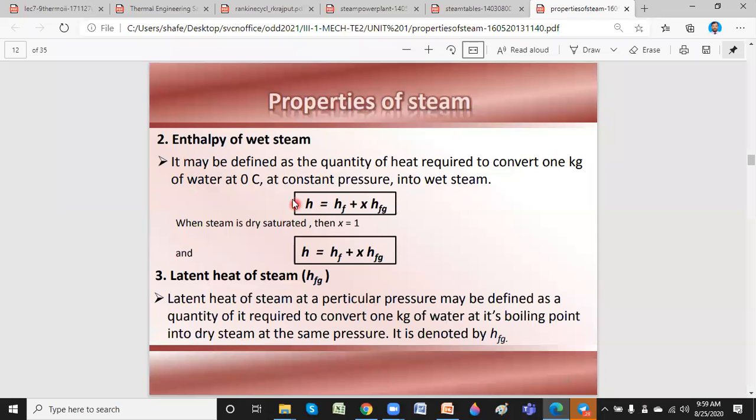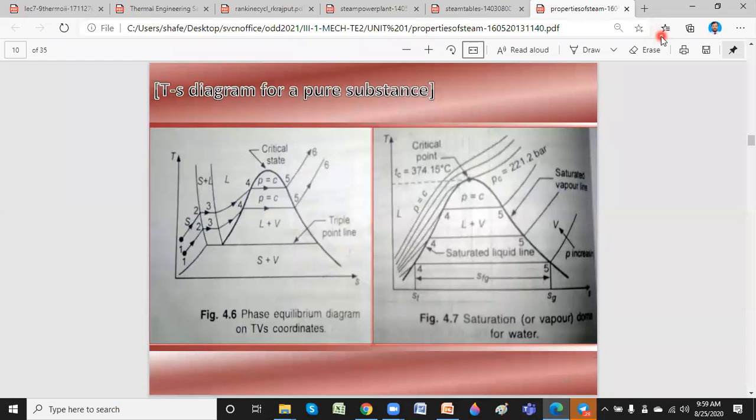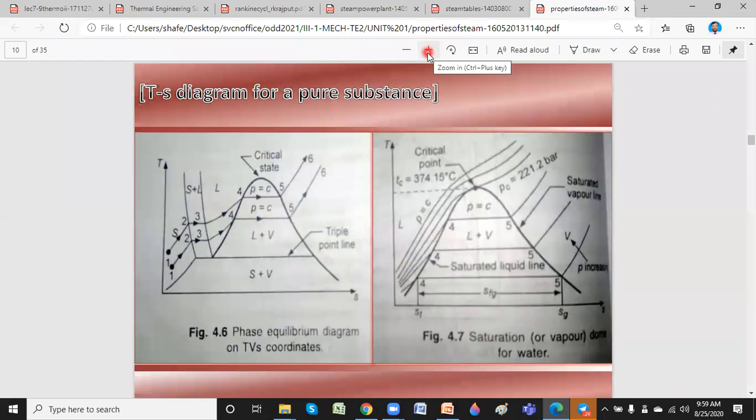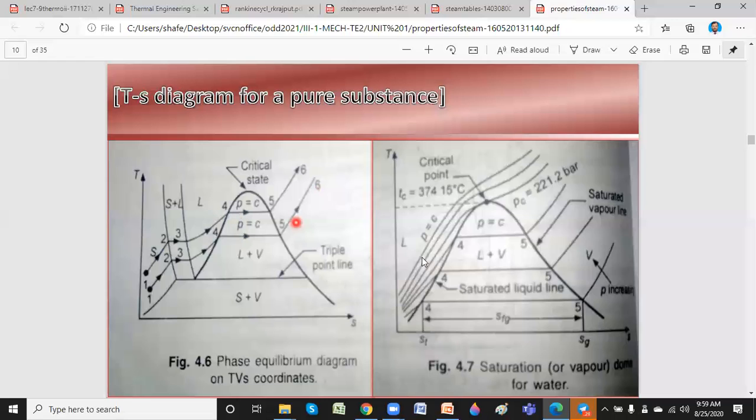Suppose you take the previous slides, I'll just show you. Now you see this diagram here. I hope you are able to see the diagram. Yes. This diagram gives you temperature versus entropy. Now what happens? You see this line 1, 2, 3, 4, 5, 6. That is called a pressure line.